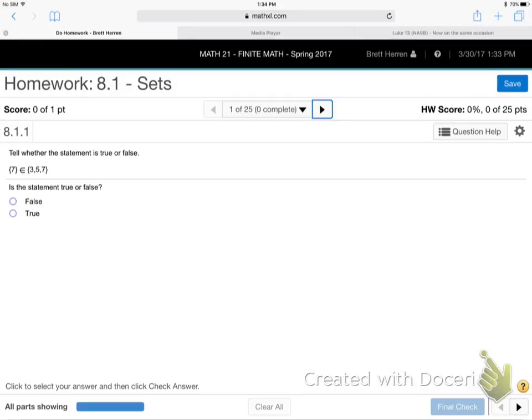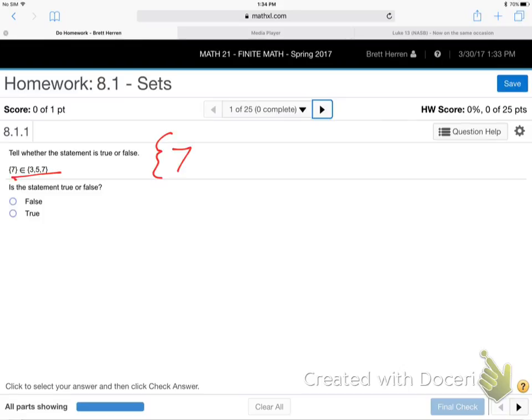All right, so we're in chapter 8. We're talking about sets in chapter 8. We're starting a whole new area of mathematics here, which means it's going to be all about learning the language of this area first off. So notice it's got some weird looking language there, right?